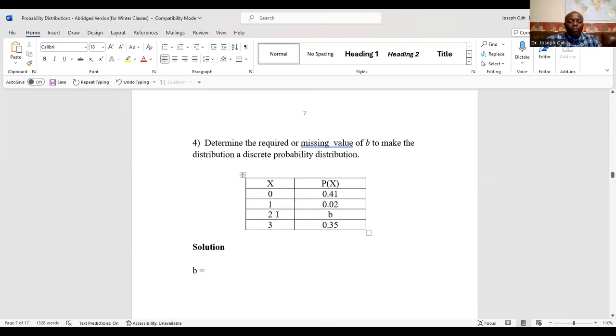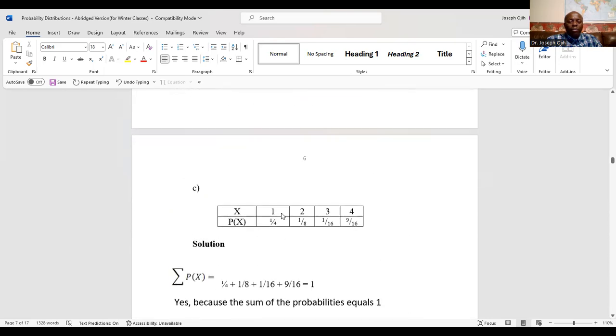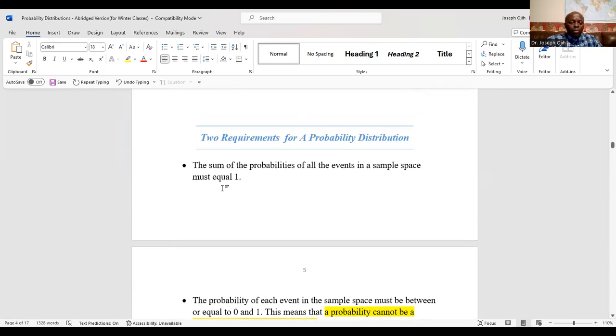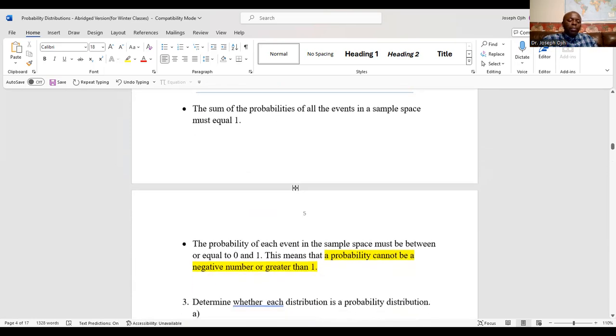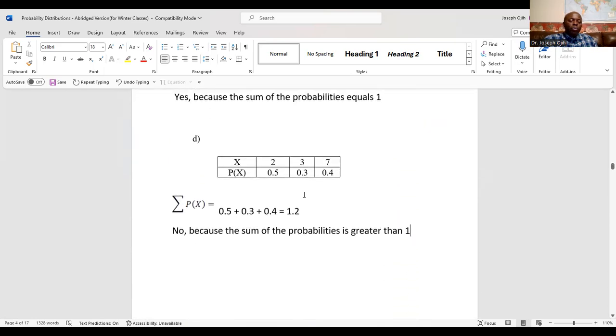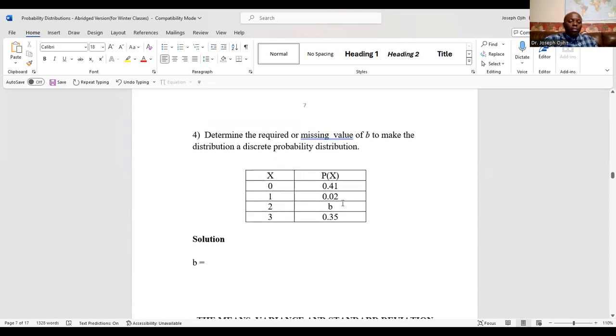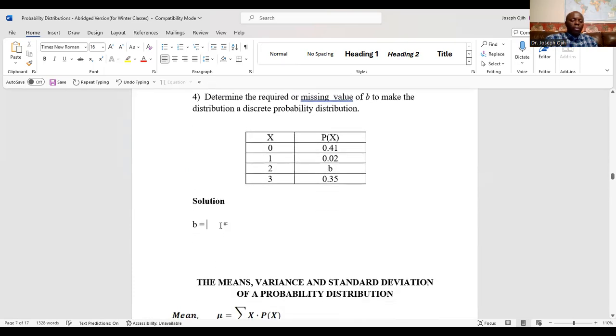So to find B, you have to make a flashback to the theory. It says that the sum of the probabilities of all events in a sample space equals 1, which means that if you add them here, it's supposed to be 1. So to find B, just use 1 to subtract all of them. 1 minus 0.41 plus 0.02 plus 0.35. That will give you your answer for B right away.